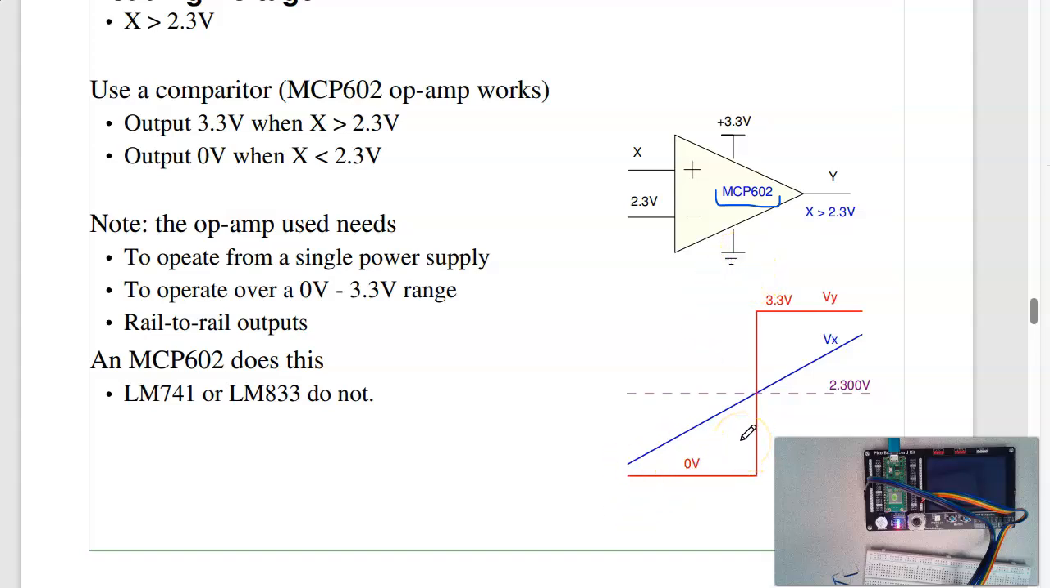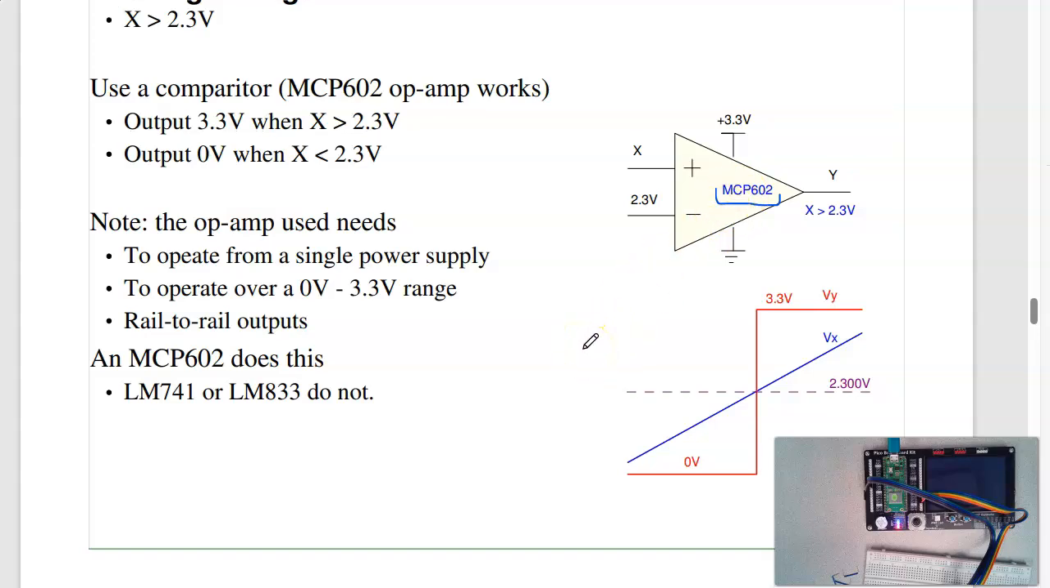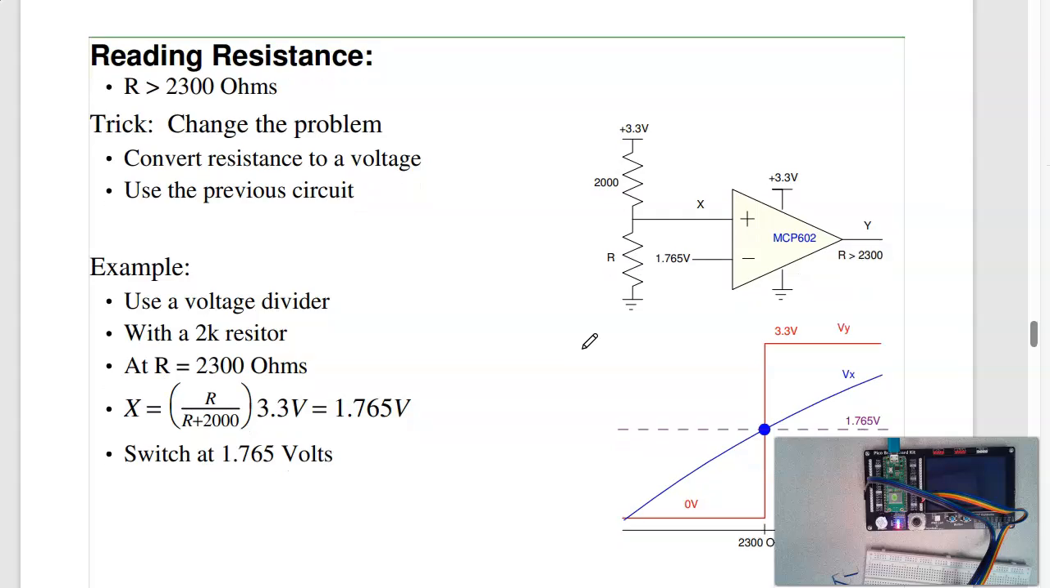And that's kind of a problem when you only have 3.3 volts to play with. If I lose 1 or 2 volts, that's a big deal. That's why I'm using the 602 op-amp. So I can read voltage.